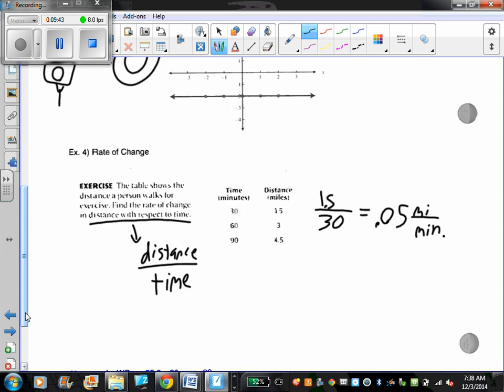And we should check the others and see if it sticks. So if we do 3 divided by 60, well, 3 divided by 60 is 1 divided by 20. 1 divided by 20 is also 0.05. So we see that there is a pattern happening here. And really that's quite important here. We seem to be going at this constant rate here, which is good to know.